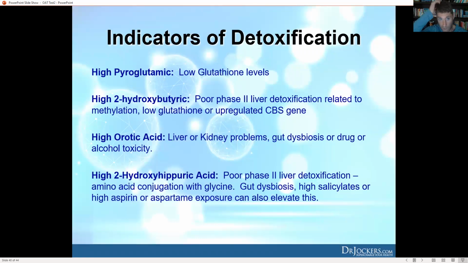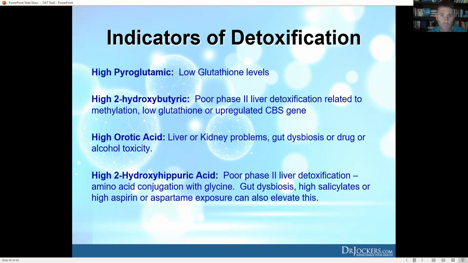So let's look at this high pyroglutamic. Again, that's a sign of low glutathione levels. So supplementing with NAC, or if you've been supplementing with NAC and you're still seeing that high, certainly switching to a liposomal glutathione or acetylated glutathione that can get right into the cell, rather than trying to depend on the conversion process, may be really helpful.